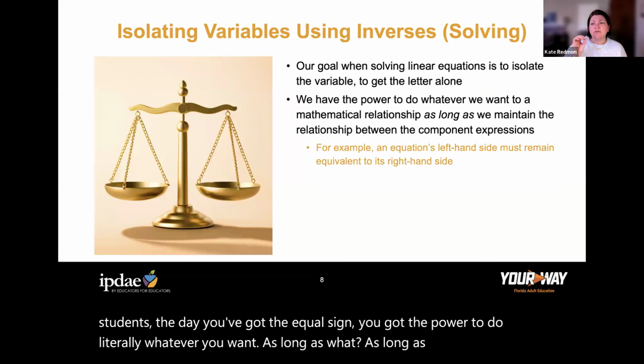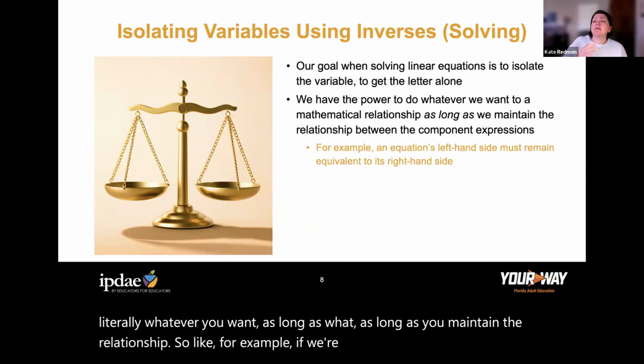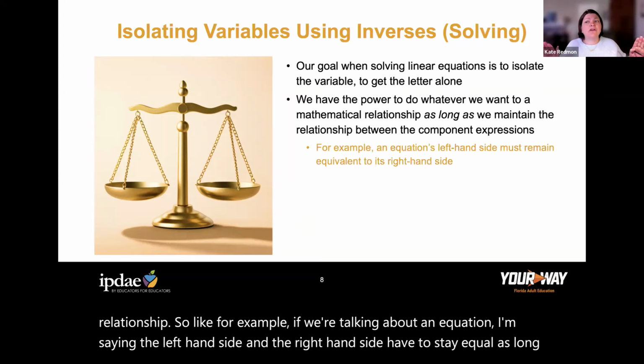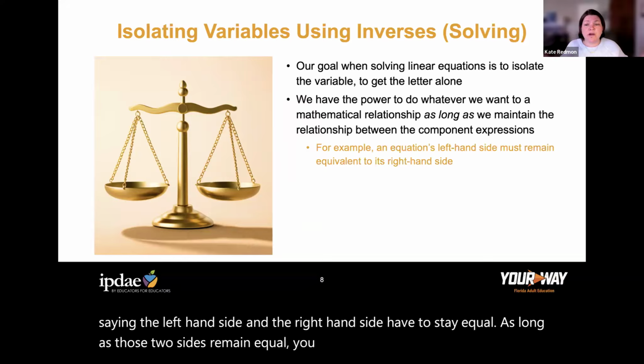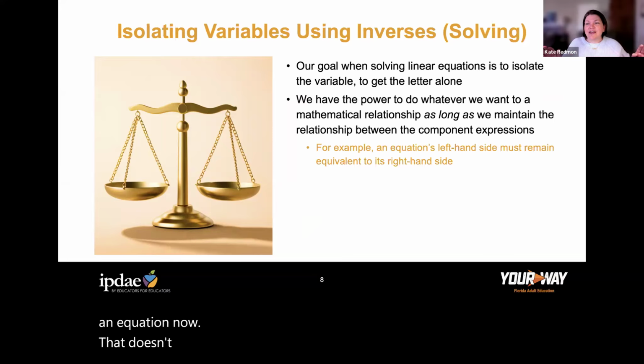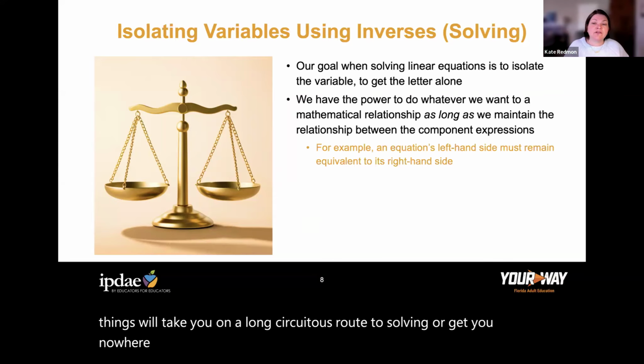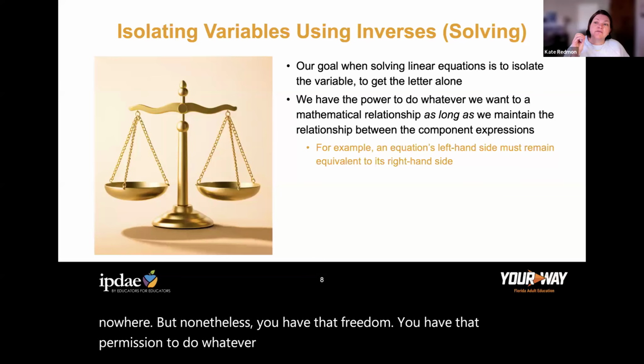So, for example, if we're talking about an equation, the left-hand side and the right-hand side have to stay equal. As long as those two sides remain equal, you can literally do whatever you want to an equation. Now, that doesn't always mean everything is the best thing to do. Sometimes things will take you on a long circuitous route to solving or get you nowhere. But nonetheless, you have that freedom. You have that permission to do whatever you want as long as you maintain that relationship.